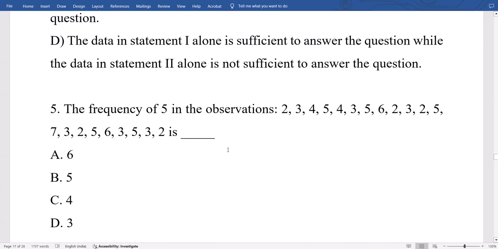The frequency of 5 in observation. So 5 came how many times? So 1, 2, 3, 4, 5. 5 came 5 times only.